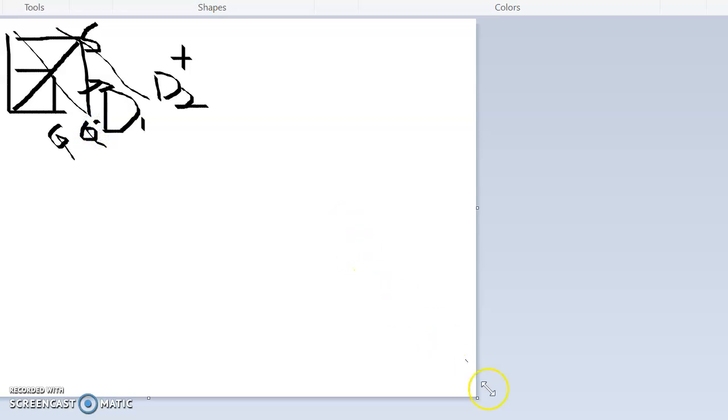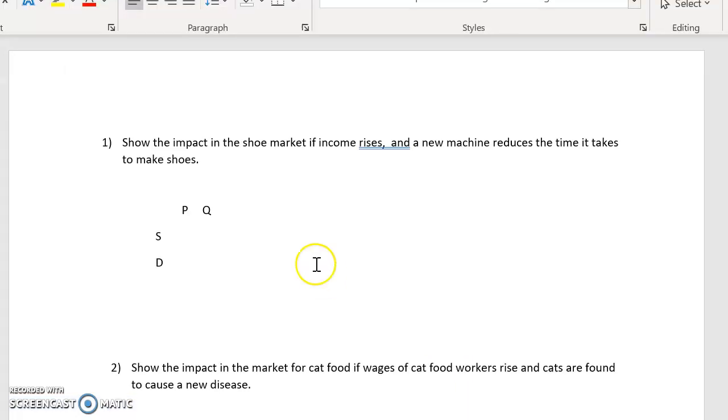Cool. So let's go back to our sheet. All right, we've solved the first one. If income rises, demand goes up. What does that do to price? Well, it causes price to go up, and it causes quantity to go up. And what I've done is I've just filled in what I call the double shift matrix. You can see that I've taken care of the first thing that happened. Income went up, demand goes up, price up, quantity up.